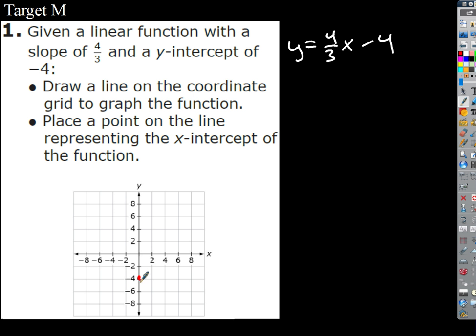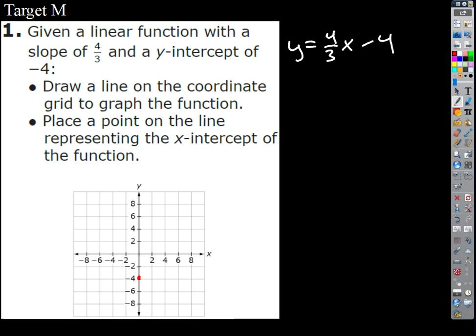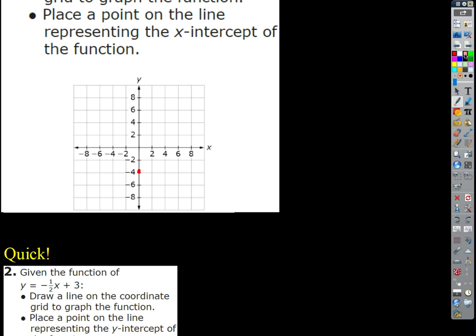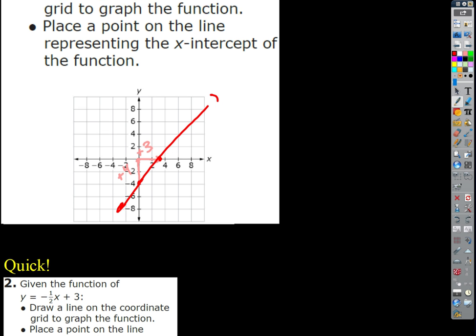and we make a slope triangle, right? We're just going to go up by 4 and over by 3 to get a second point, right? So we're just going to rise 4 and run 3 and get a second point, and then connect and extend. The other thing it wants is a point on the line representing the x-intercept of the function. Well, we already got that, didn't we? Right? What if it wasn't so convenient, though?